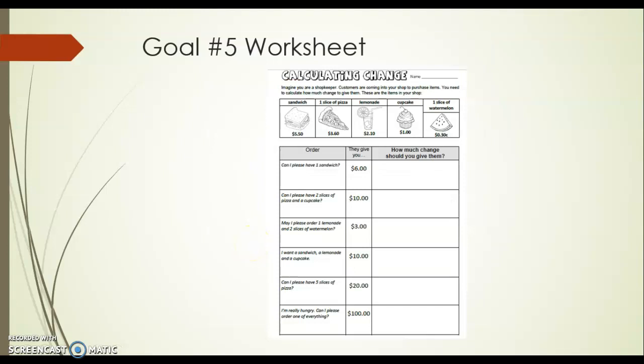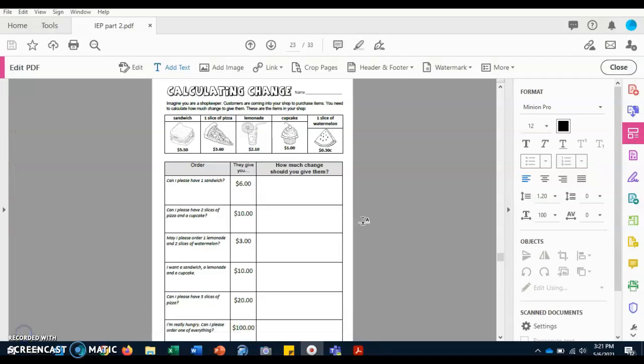So now for our worksheet. It is called Calculating Change, and we have a picture here of a sandwich, a slice of pizza, lemonade, a cupcake, and a slice of watermelon. If you can please take out this worksheet so we can work on it together. Okay, so here is our worksheet, Matthew. Do not forget to write your name and today's date. Today is May 7th, 2021.